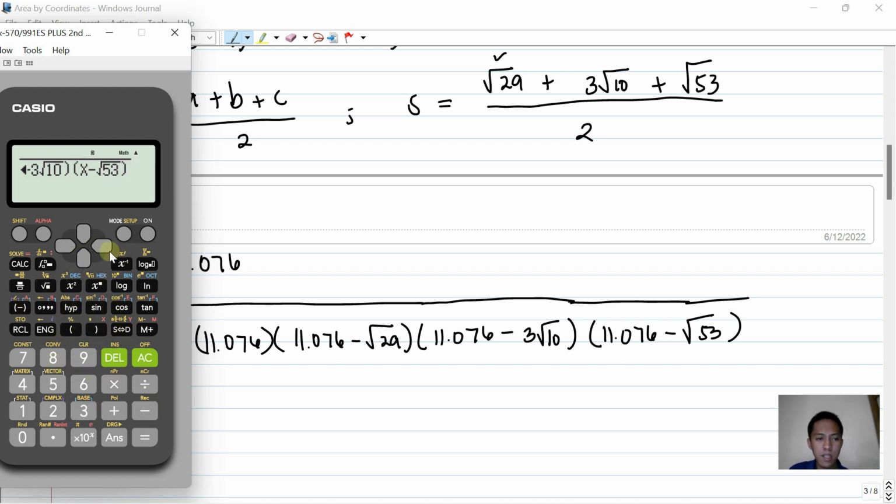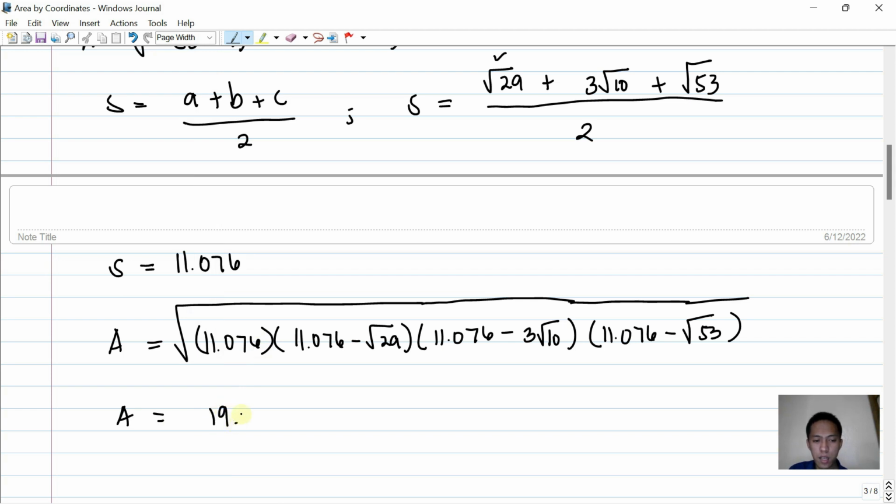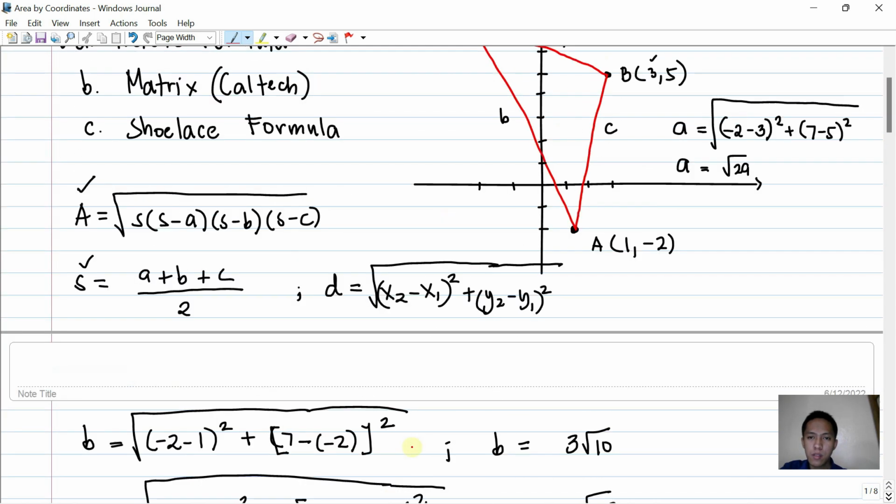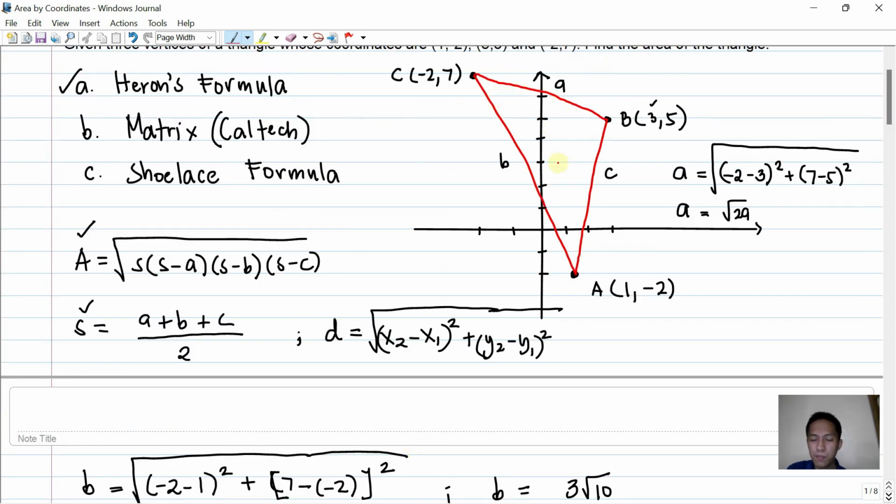So equals lang natin guys, that gives us the area under those points. So that is equals, so 39 over 2, or if you will get a decimal form of that, just click the SD here and it will give you 19.5. So therefore, the area is 19.5 square units. So basically that is the manual method. Okay, so that is using Heron's formula. So 19.5 square units. So the area under this is 19.5 square units.